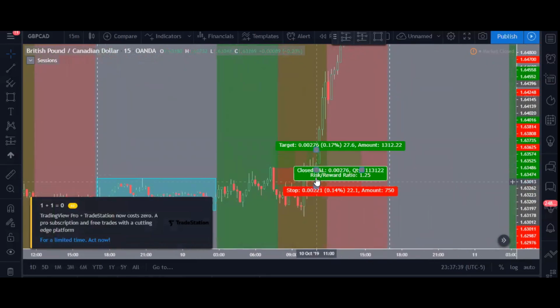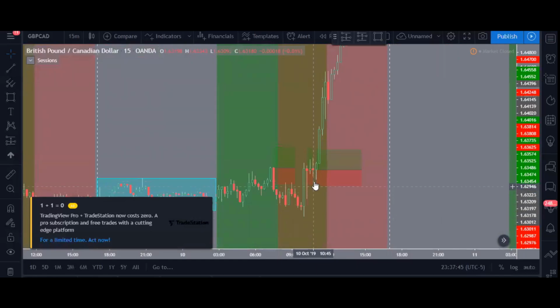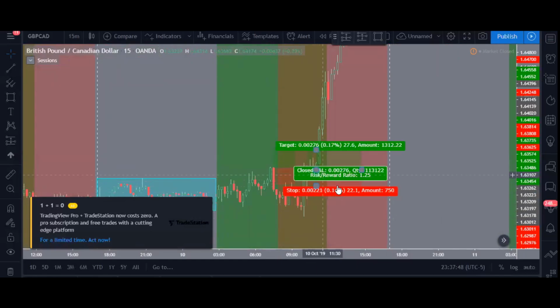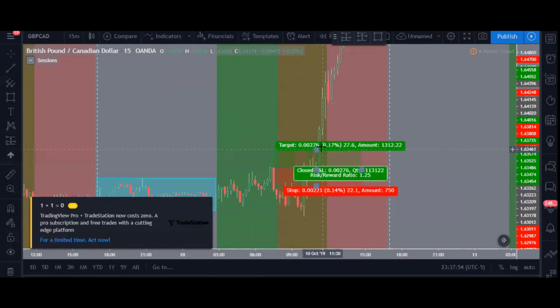Finally, it breaks back out again right here. We'd enter in with 22 pip risk for a 27 pip take profit. In a matter of 30 minutes, it would hit the first take profit, and then you start trailing that second order.